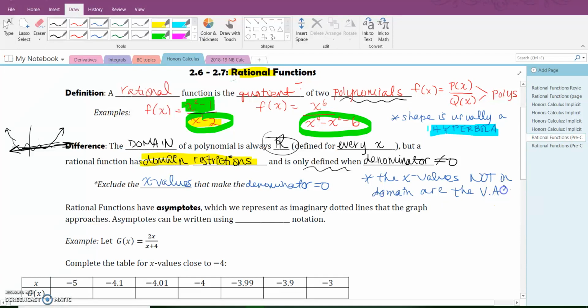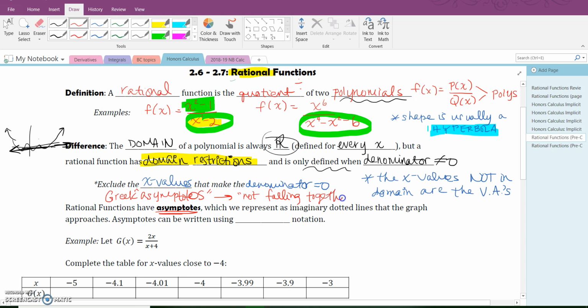You could have one vertical asymptote, you could have two vertical asymptotes, you can have as many as you want here. One thing, in case you're interested in where the word asymptote comes from, because all rational functions have some kind of asymptote: the Greek word asymptotos is where the word asymptote comes from. And the Greek word actually means not falling together.